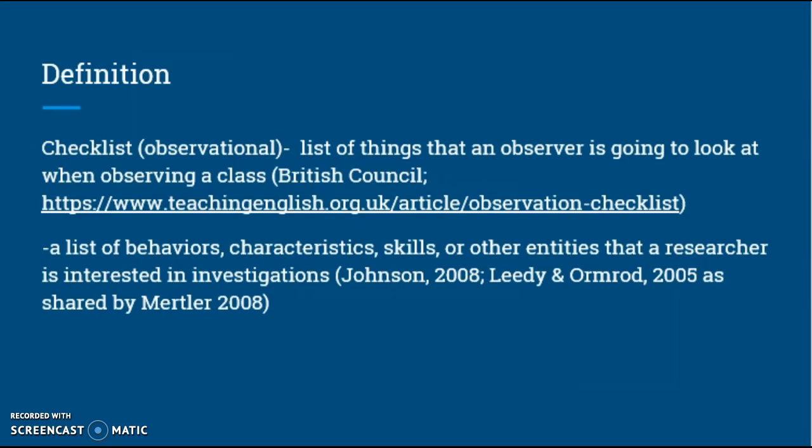And then I found a site from the British Council that gave a definition of observational checklists, which are a list of things an observer is going to look at when observing a class. So I thought that was a pretty good definition because we're all in education, so I thought that was the most to the point of what we're working on.